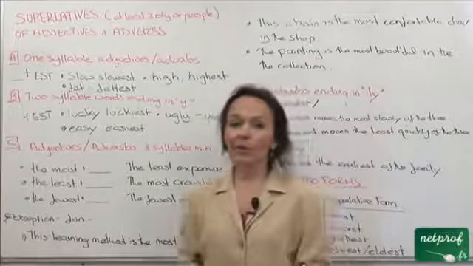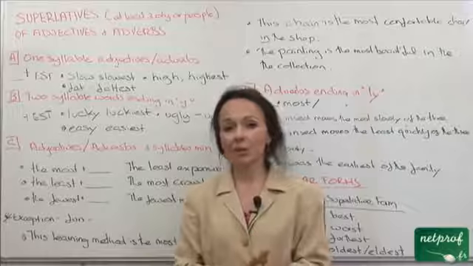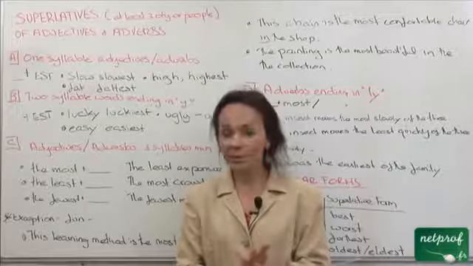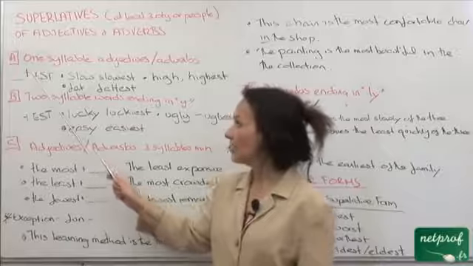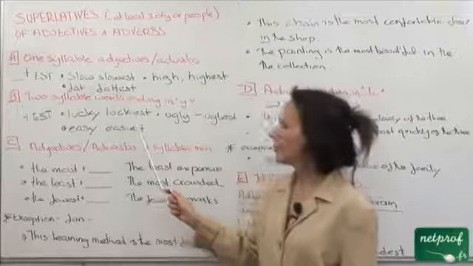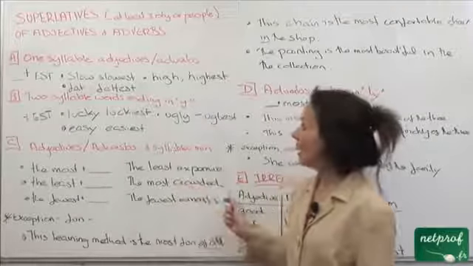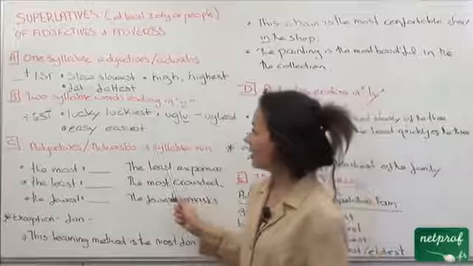We're going to start with a case of adjectives and adverbs made up of just one syllable. It's very easy. You just take the word and add EST. You have the examples here: slowest, highest, fattest.